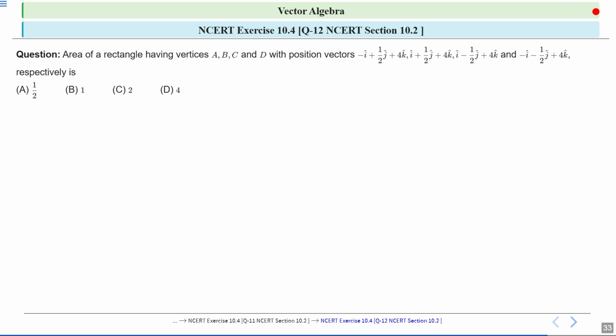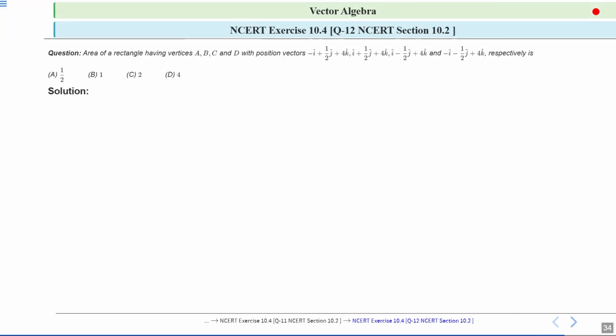NCERT exercise 10.4 question number 12, which says the area of rectangle having vertices a, b, c and d with position vectors minus I cap plus 1 by 2 j cap plus 4 k cap, I cap plus 1 by 2 j cap plus 4 k cap, I cap minus 1 by 2 j cap plus 4 k cap, and minus I cap minus 1 by 2 j cap plus 4 k cap respectively is. Options are option A 1 by 2, option B 1, option C 2, and option D 4. Let's see how we can solve this.